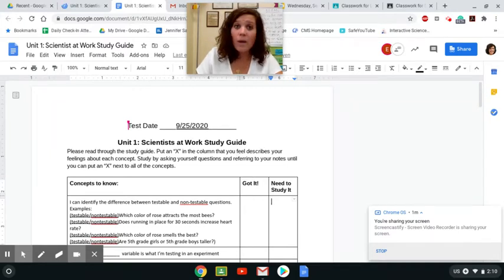So if you know it really well, no need to study it so much. You already know it. It's locked in. But if you don't know it, then that's where you need to spend your time and focus on getting the information into your brains. Okay?